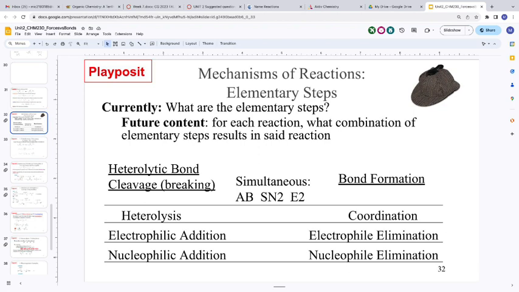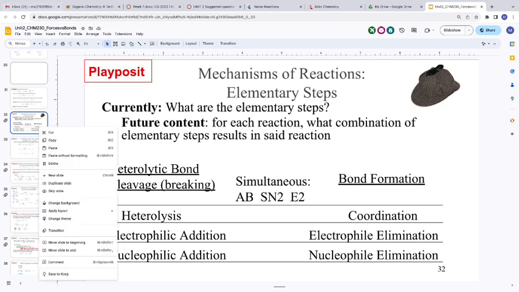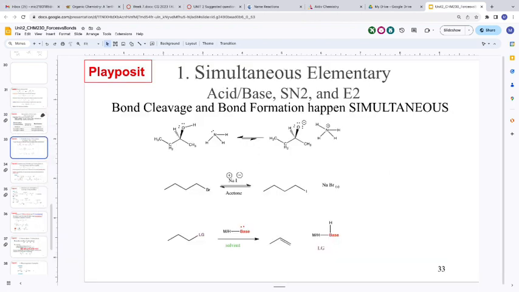Coordination, electrophile elimination, and nucleophile elimination. So you'll note that the reaction names show up in some of these. S, substitution. E, elimination. Addition, eliminations. Right? So if you know those reaction types, you can start to classify some of these a little bit easier. Okay? You also get individual examples. So the subsequent slides go through and look at an individual example for each one. And so this is all in the play posit. You're looking at each of these things and a classic example of what that means.